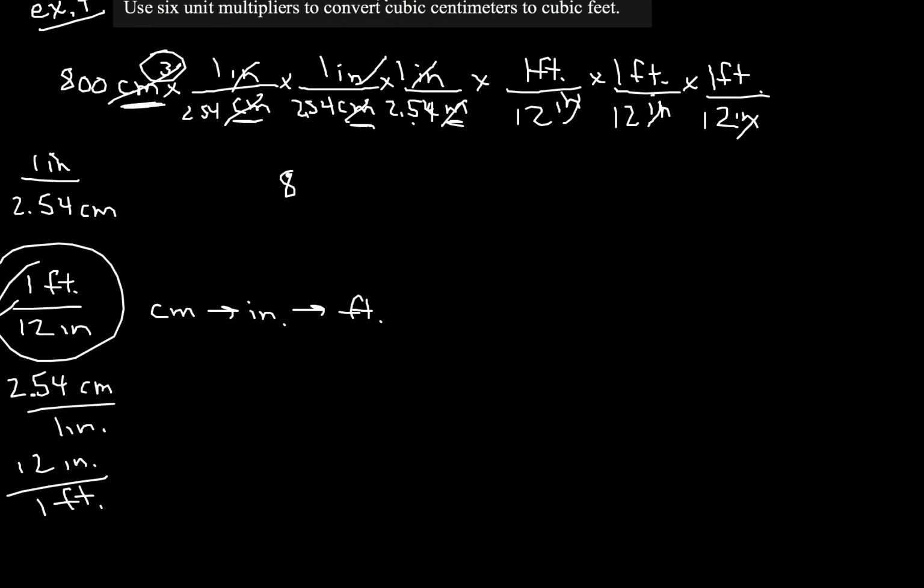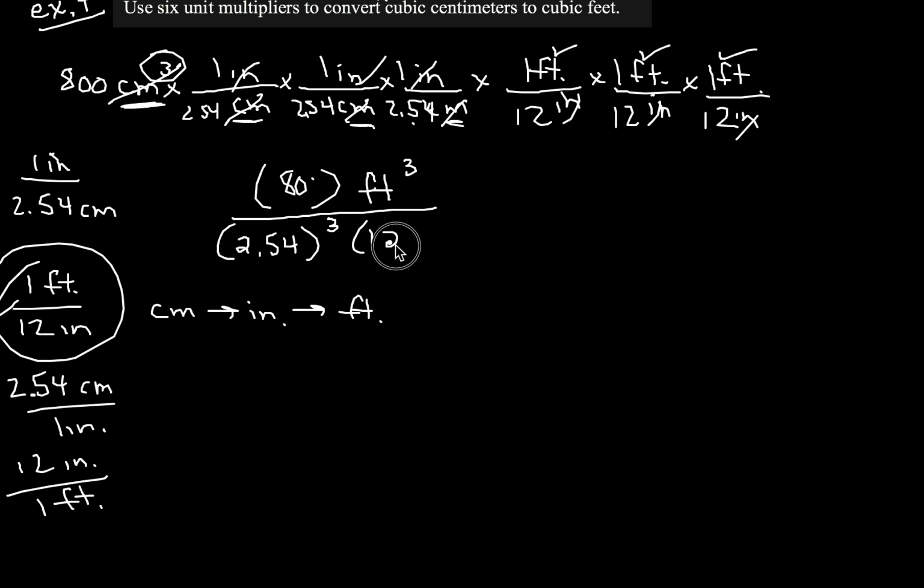And so you just write your answer like this. 800 times, well, there's nothing on the top but 1, so we don't need to write those all down. But we're going to have feet cubed because we have a foot and a foot and a foot. And that's all over 2.54, since there's 3 of them, you can just say cubed times 12 cubed. Or you can write them all out. Whatever makes you happiest there.